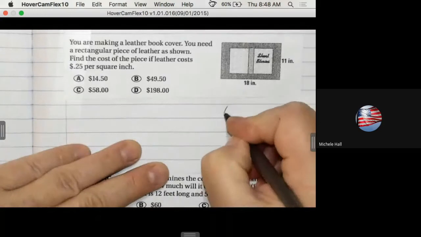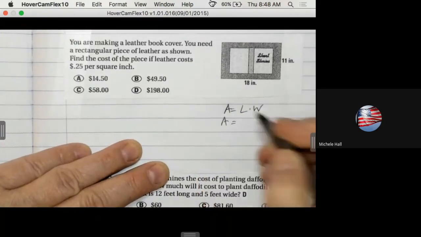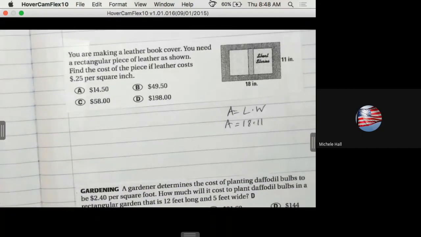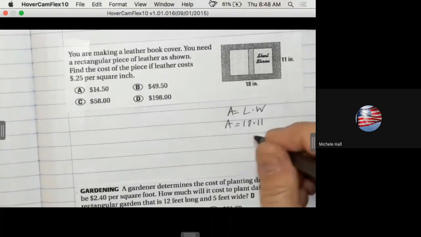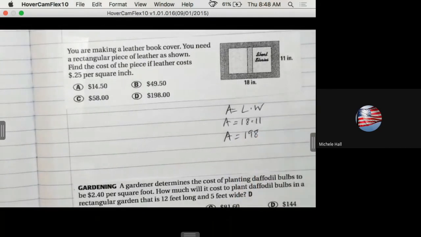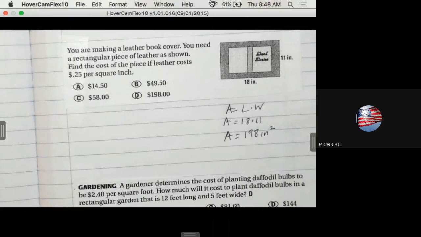So we know that area equals length times width. The area of this leather would be 18 times 11. I'm going to try Sean's little technique here. It would be 18 times 1 plus 18 times 10, right? I love that technique. I don't use it very often, but so 180 plus 18. Area you said was 198. 198 what? What would the units be? Very good. Inches squared, side times side. All right, so we know it's 198 square inches.